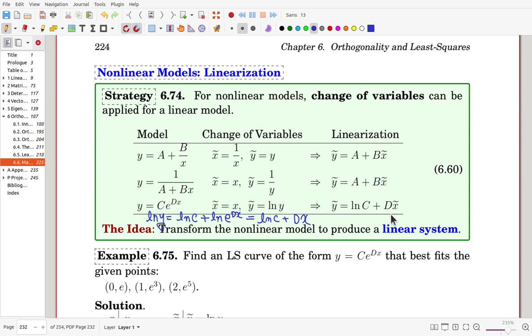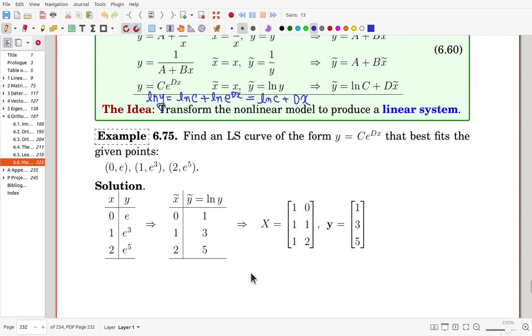So this is a linear model. Here the idea is we try to transform the nonlinear model to produce a linear system. Once the model is linear or polynomial, then we can easily get a linear system. And once we get a linear system, then we can use the normal regression technique to get least squares solutions.